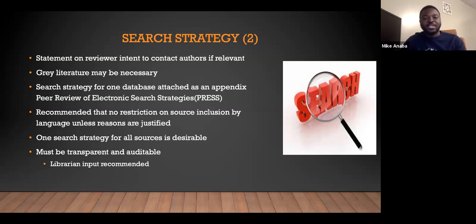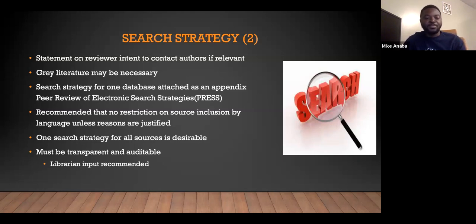It's recommended that there shouldn't be restrictions in terms of language. So maybe you're conducting research on a topic in, let's say, Africa, and Africa is so diverse, with many French speakers, Portuguese speakers, English speakers. So you have a vast literature in all these languages, right? And Africa is your context. You cannot just limit your articles to English or a specific language. If you do, you need to justify why you are doing that.